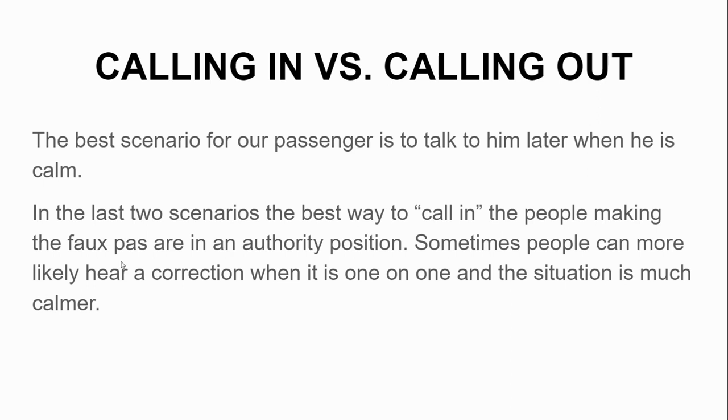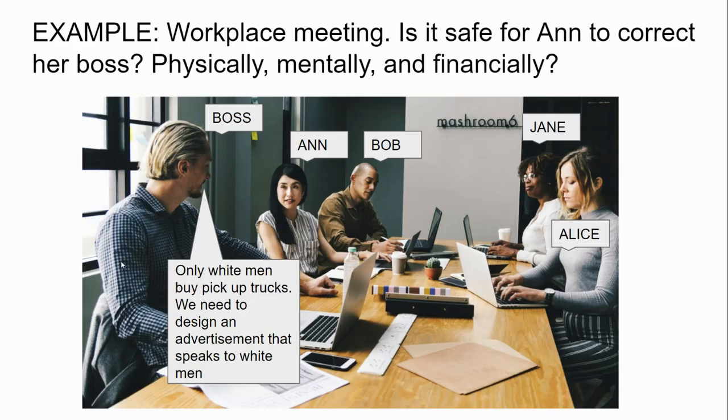In the last two scenarios, I talked about the best way to call people in, and the people who are making the faux pas are in authority positions. Sometimes people can hear a correction when it is one-on-one and calmer. So, for example, if Anne were to confront her boss in this situation, he is being witnessed by three other people having made a mistake. So sometimes it's important to wait till after the meeting and then address it. However, it looks like this is a discussion that might need to be addressed right away.